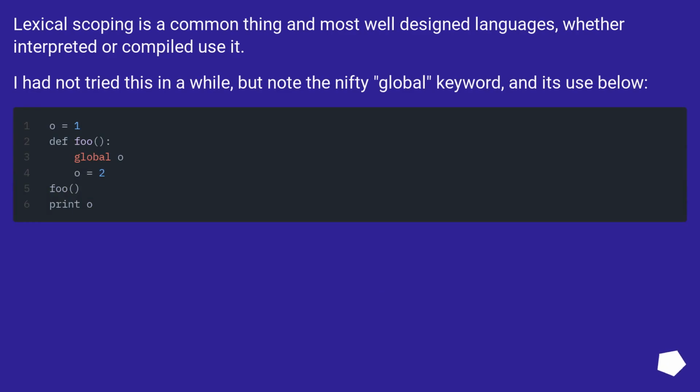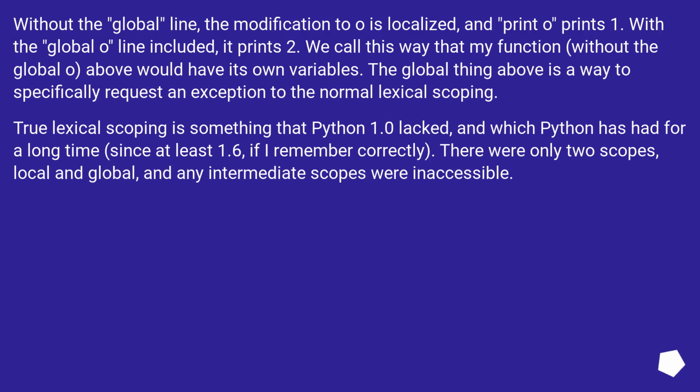Lexical scoping is a common thing and most well-designed languages, whether interpreted or compiled, use it. I have not tried this in a while, but note the nifty global keyword, and its use below. Without the global line, the modification to O is localized, and print O prints 1. With the global O line included, it prints 2.